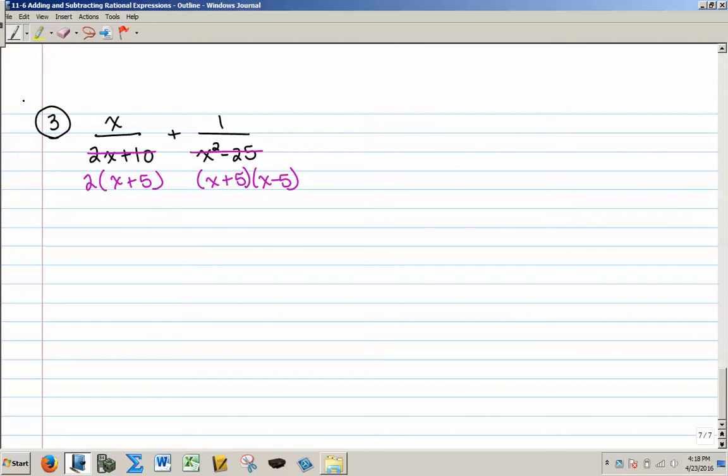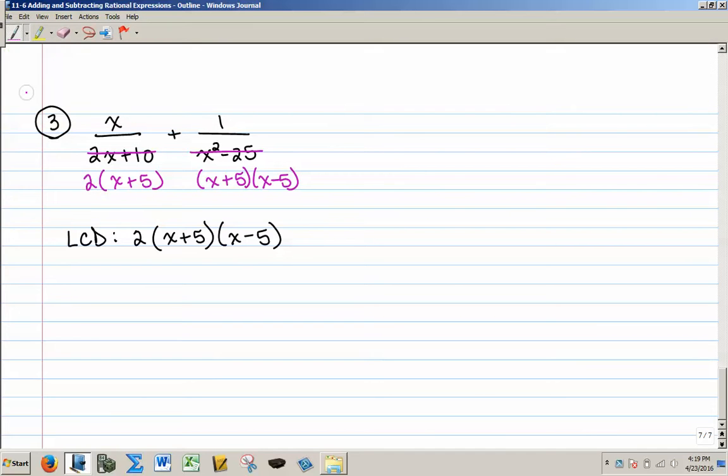So now I need to figure out what my common denominator is going to be. Well, my first one has a 2, but my second one doesn't, so I need to have a 2. They both have an x plus 5. That's good. And my second one has an x minus 5, but my first one doesn't, so I'm going to need an x minus 5 as well. So my factor of 2 appears only once, I need that. My factor of x plus 5 appears only once in each expression, so I need that once, and then I have an x minus 5 that has to be in there.